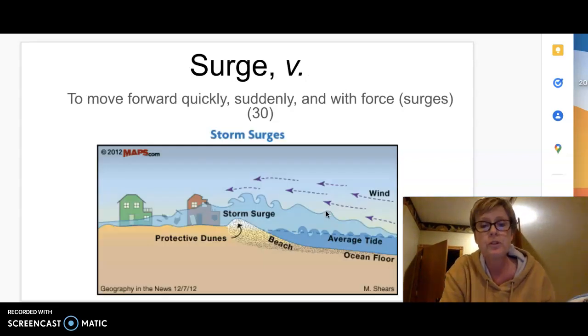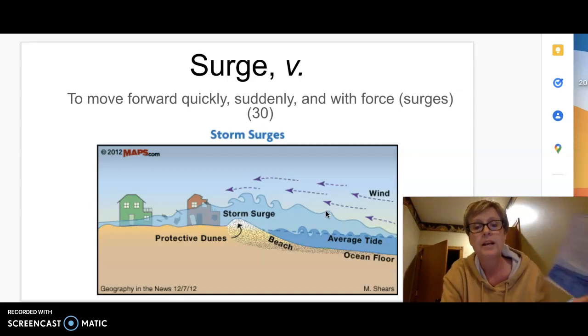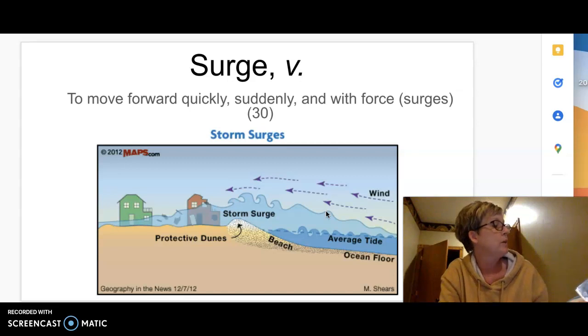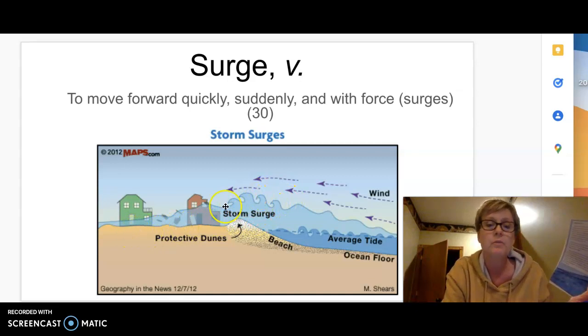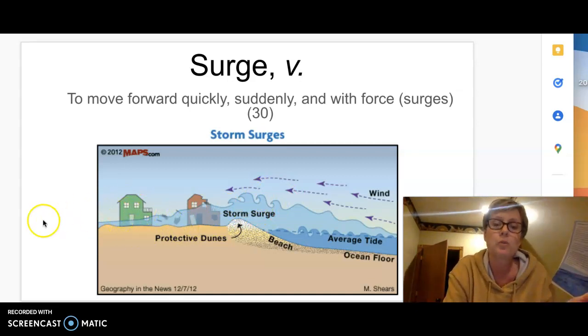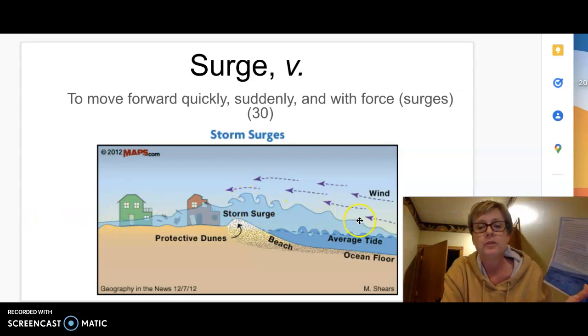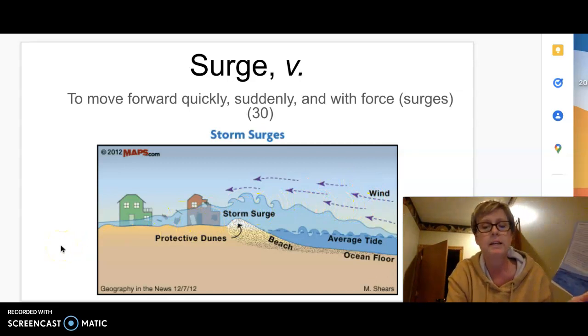A surge is a verb, and it means to move forward quickly, suddenly, and with force. And in the book, we're talking about the storm surge, as you can see here, and it moves far inland, which means inland, towards land. I thought this was a great picture to show, like the tsunami. This is also showing like a hurricane that has a storm surge, but a tsunami, the storm surge moves inland.